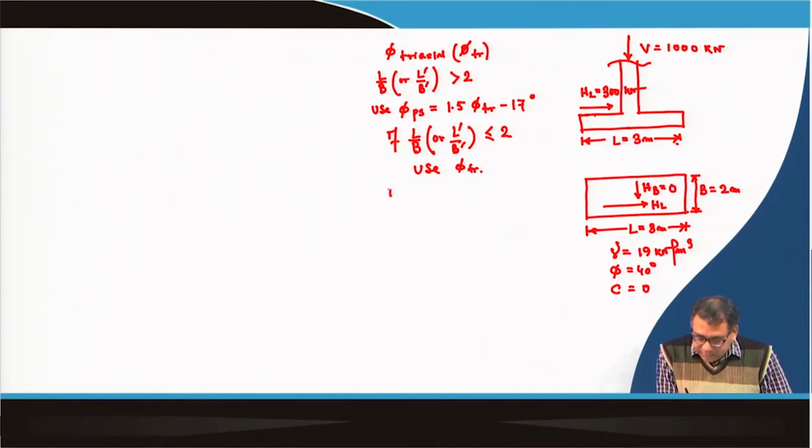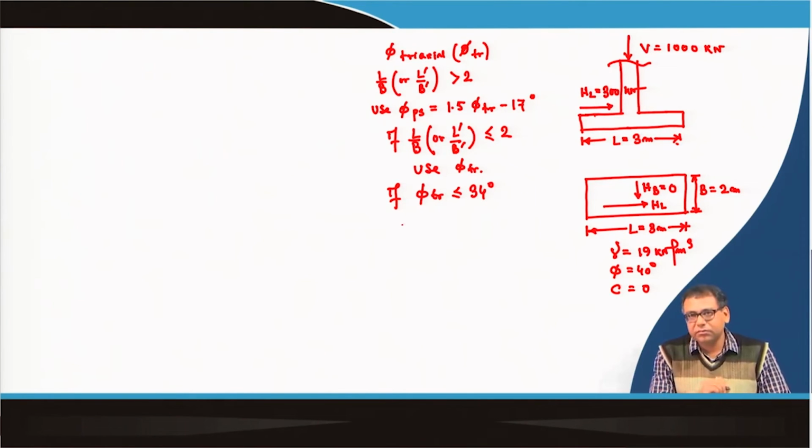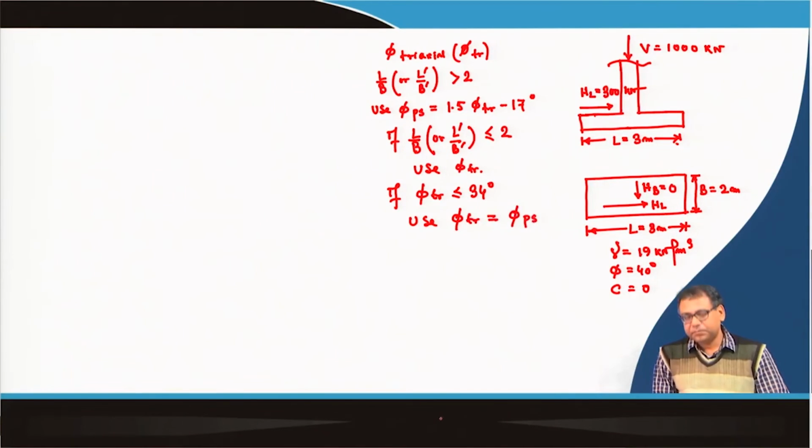Now, in any case, if phi triaxial is less than or equal to 34 degrees, or whether the length is 2 times more than the width, you use phi triaxial equal to phi plane strain. So that means if it is greater than 34 degrees and the length is 2 times more than the width, then you convert the phi triaxial with this equation.